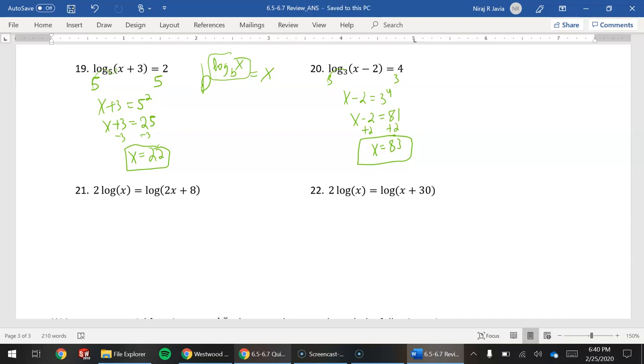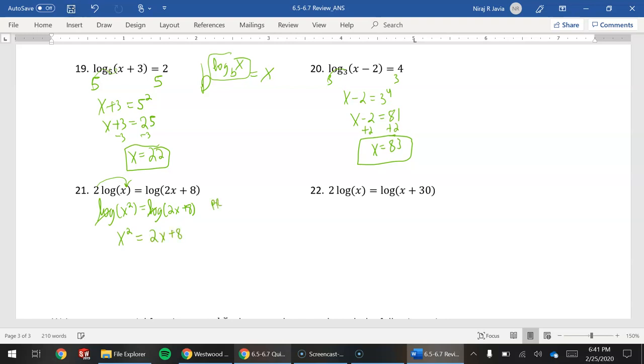Now 21 and 22. For 21, you would think you could use the logarithmic equality things we worked on in class, but you can't because there's a 2 in front of it. And a 2 in front of 21 and 22, actually. So in order to get this log by itself, you've got to take care of that 2 and throw that 2 right there. So we're going to use a power property and say log x squared equals log 2x plus 8, cross them out, x squared is equal to 2x plus 8.